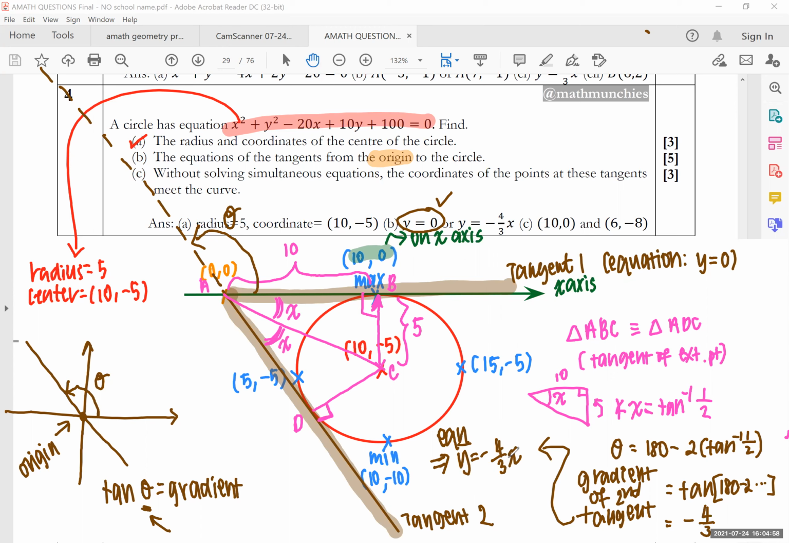Okay, so now part C is even more amazing. Part C says that without using simultaneous equations, we need to find the coordinates where this tangent meets the curve. The very first one is very simple, right? Can you see the tangent meets the curve at this point here? Correct, guys? This one we know. So that's why we get (10, 0). But the second one, we do not know. The second one is very difficult. So how are we going to do that? And they say you cannot use simultaneous equations at all. So is there any way we can do it?